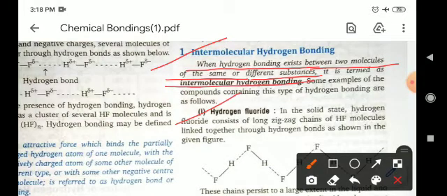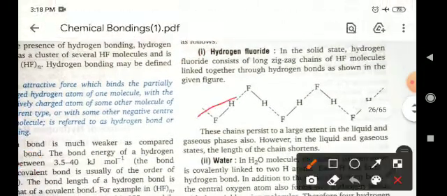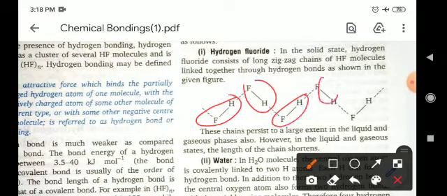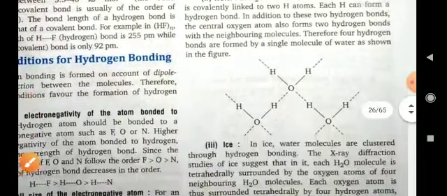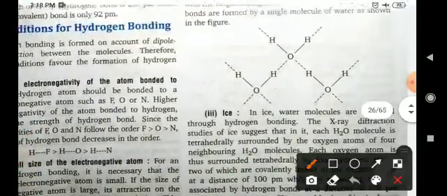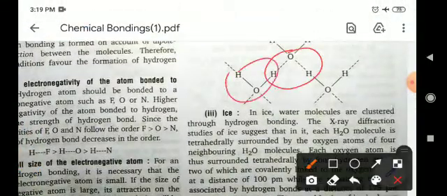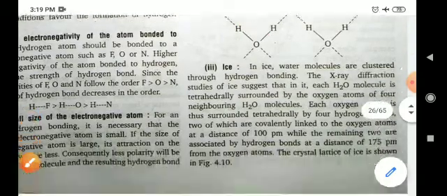For example, HF. In this there are HF molecules, and in between HF molecules, hydrogen bonding is found. So there are the same type of molecules in which hydrogen bonding is found, so it is known as intermolecular hydrogen bonding. There can be different types also. In water, the same type of water molecules are combined with each other by hydrogen bonding.